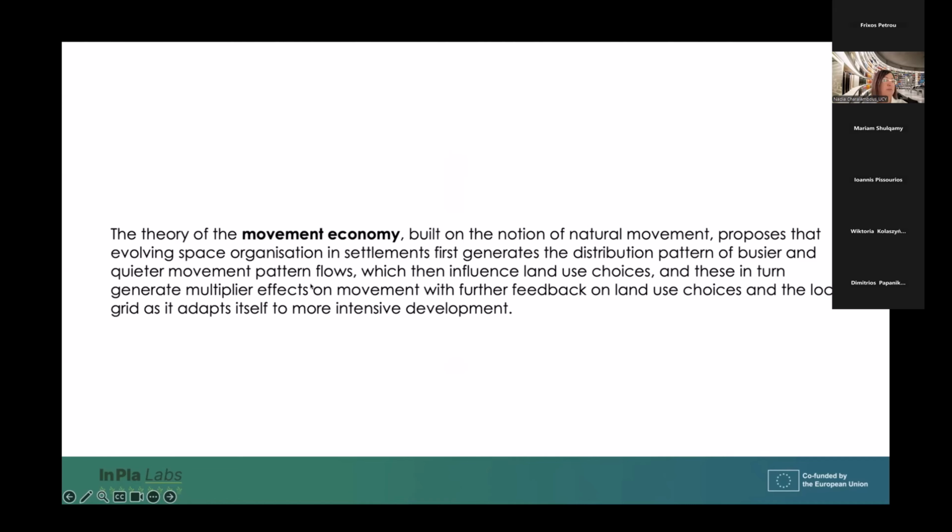This theory is very important. Why? Because first of all, it tells us that commercial, in particular retail land uses, are located to take advantage of the opportunities offered by passing people, by passing trade. This is the principal factor in the distribution of land uses. So when we have these land uses, because we have more people passing through, then we have a multiplier effect on natural movement generated by the urban grid.